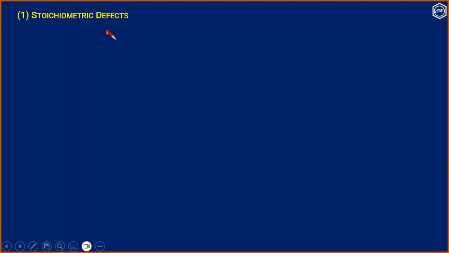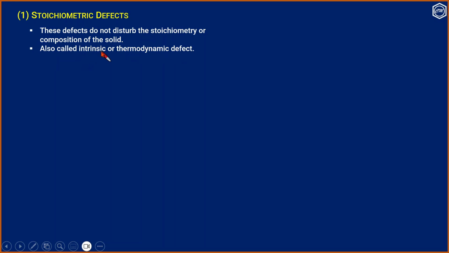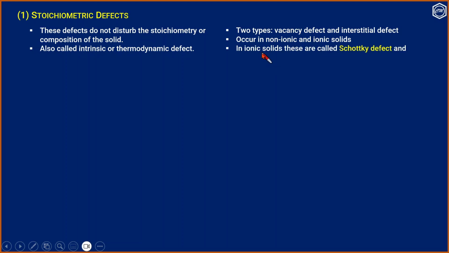First, let us consider the stoichiometric defects. These defects do not disturb the stoichiometry or composition of the solid, also called intrinsic or thermodynamic defects. There are two types of stoichiometric defects: vacancy defect and interstitial defect. These types of defect occur in ionic as well as in non-ionic solids. Stoichiometric defects that occur in ionic solids are called Schottky defect and Frenkel defect.